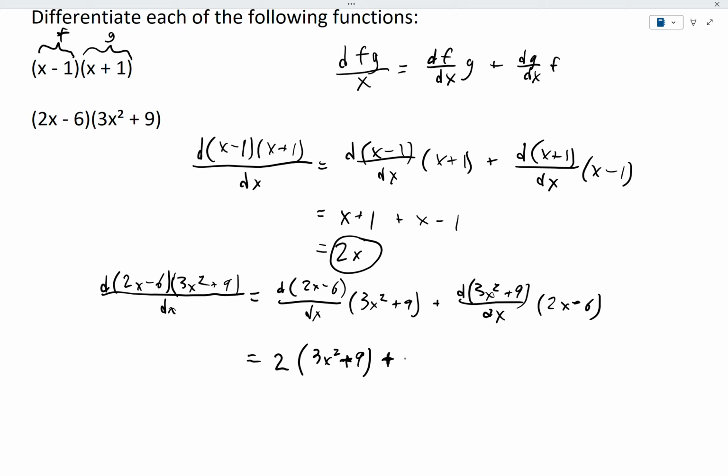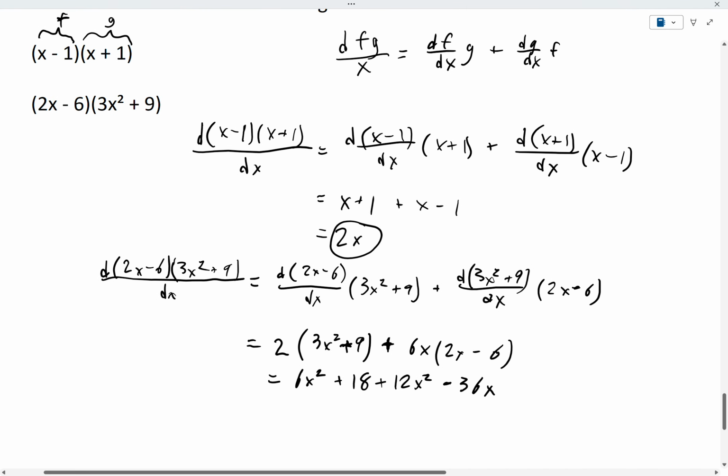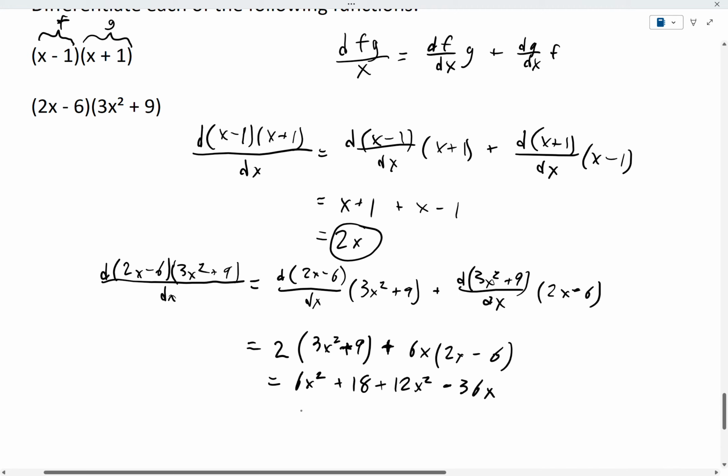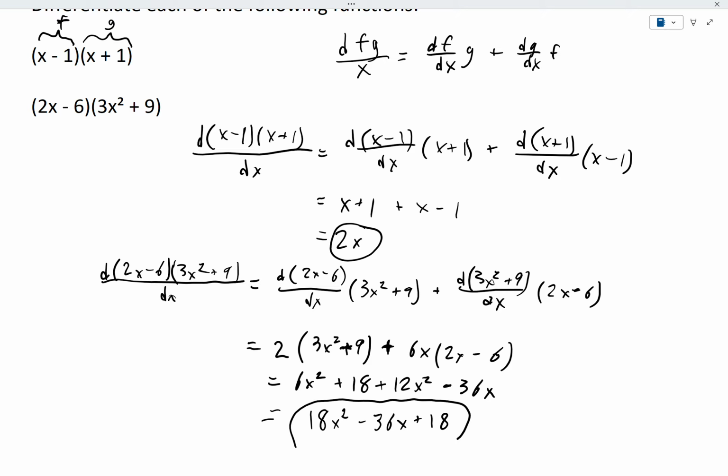Next term here, we're going to use the power rule, so this becomes 6x as the derivative times 2x minus 6. And at this point, I'm just distributing stuff in, so I get 6x squared plus 18 plus this becomes 12x squared minus 36x. And we can simplify it a little bit further by just writing 18x squared minus 36x plus 18. So you could maybe factor out an 18 if you wanted to, but this is fine down here. So that's how you take the derivative of two functions being multiplied together.